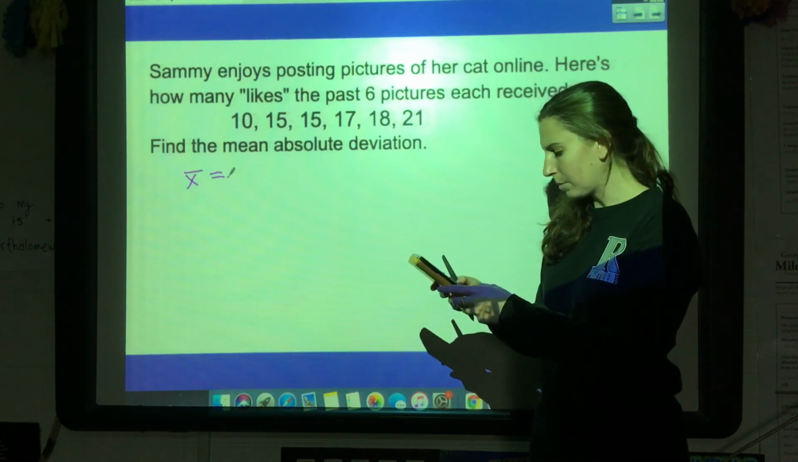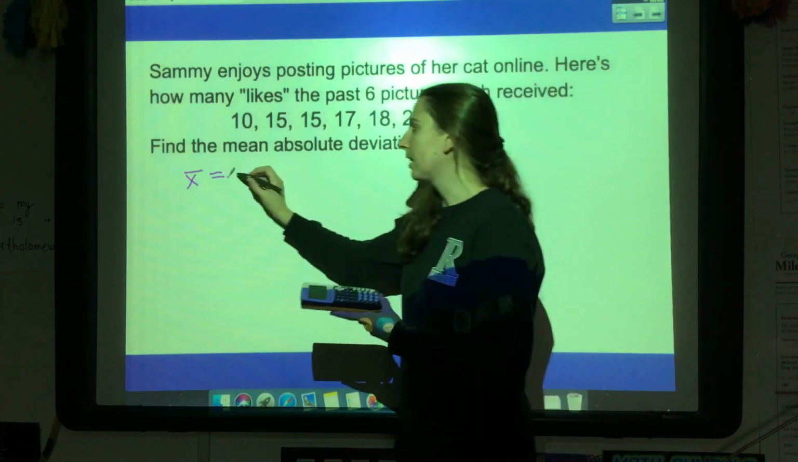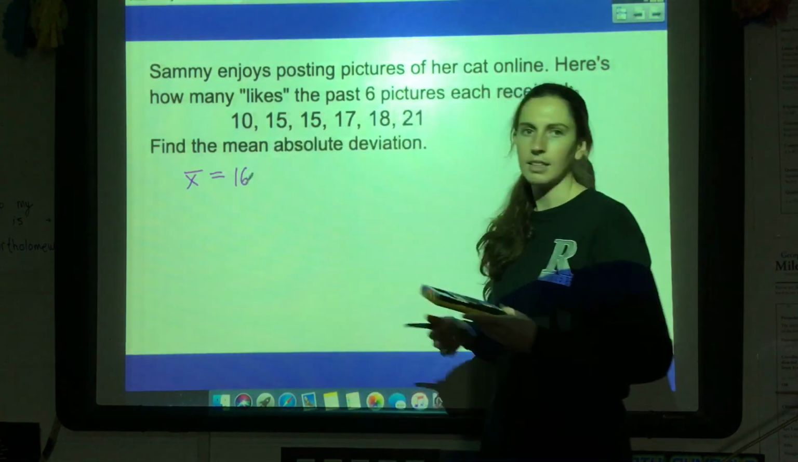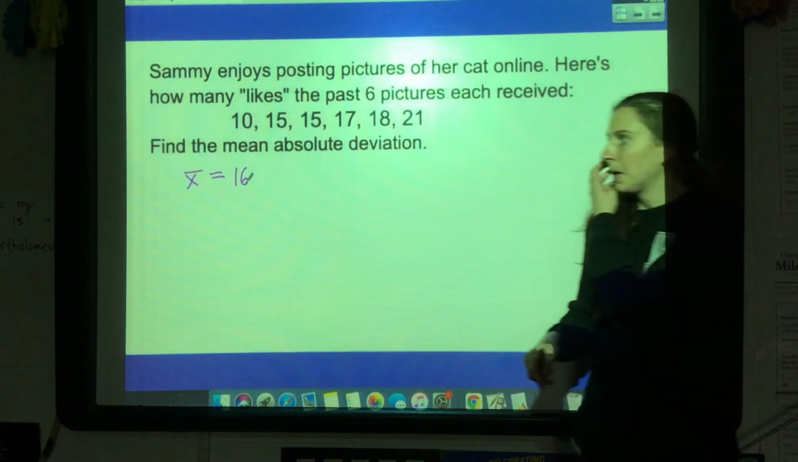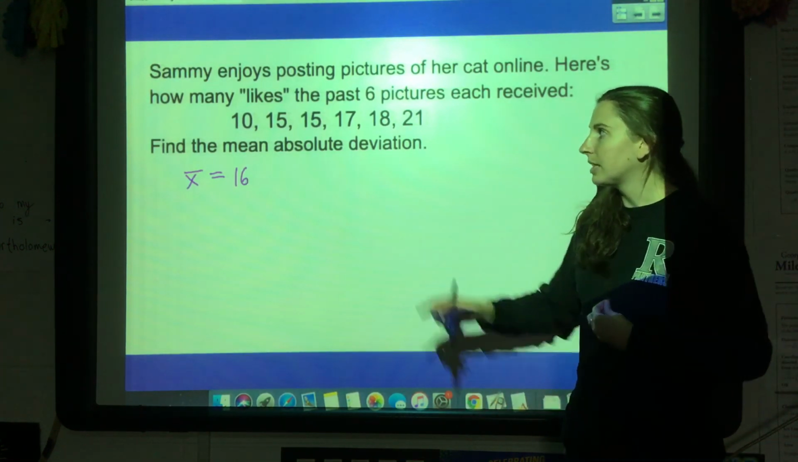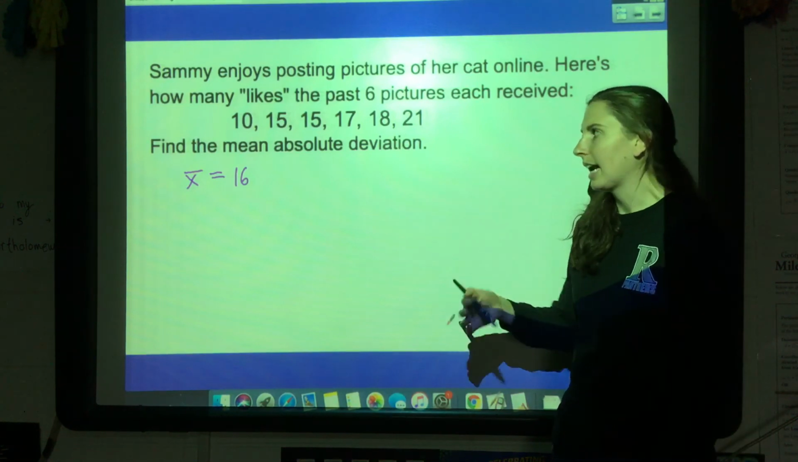And then divide by 6, and I got 16. So the mean of this data set is 16. Just leave it on there. Next, what I'm going to do is take each of these points and see how far it is from that 16.